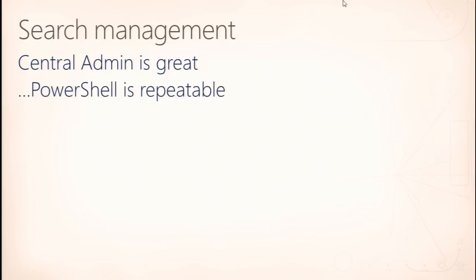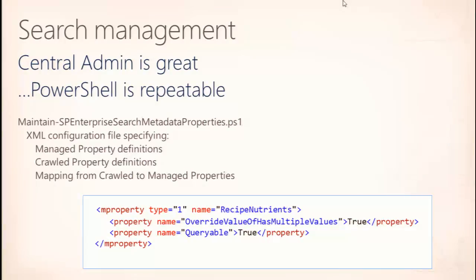So today we're going to show off a couple scripts that we use in MCS all the time. These are all available. I'll get to where they're available. The first is what we call the maintain script, and its job is to set up the schema for you. So this is going to have all the managed properties, all the crawled properties, and the mappings from the crawled to managed properties and all of their options. You can define new ones, modify existing ones, you can do the whole thing.